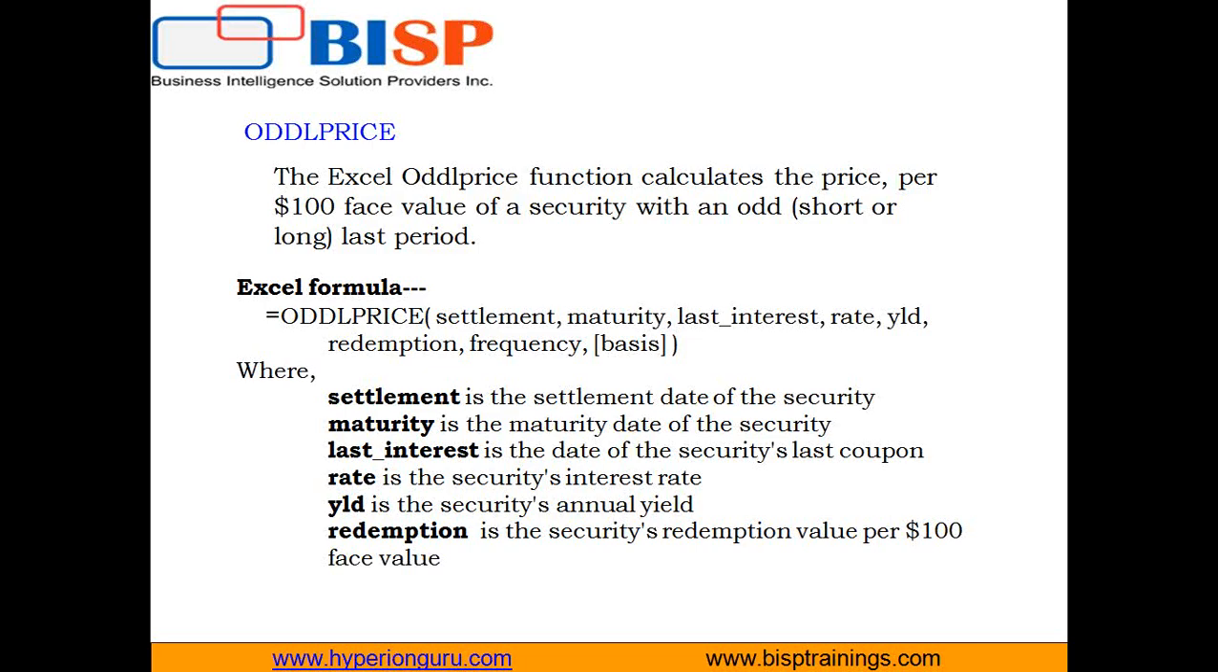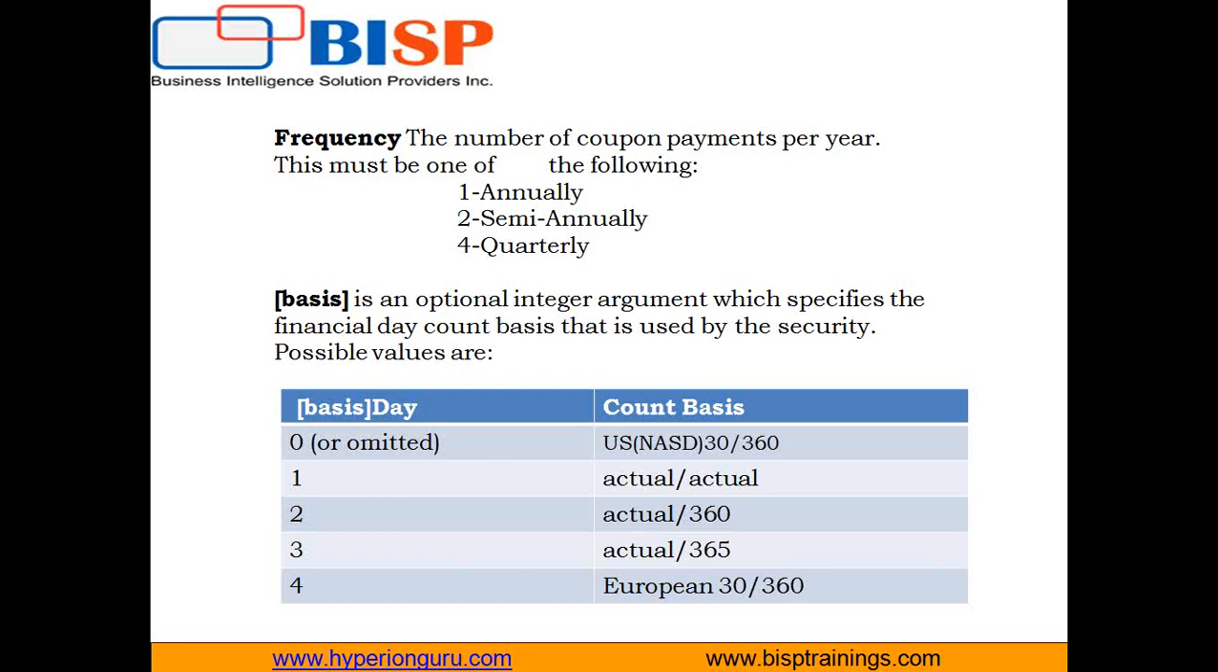Then the redemption value is the amount of money you get back per $100 face value. For bonds, it's almost always going to be 100. Next we have the frequency, and frequency is the number of coupons that you receive per year. That can be one for annual, two for semi-annual, and four for quarterly. Then finally there is the basis. Basis refers to how you count the number of days and months in a year.